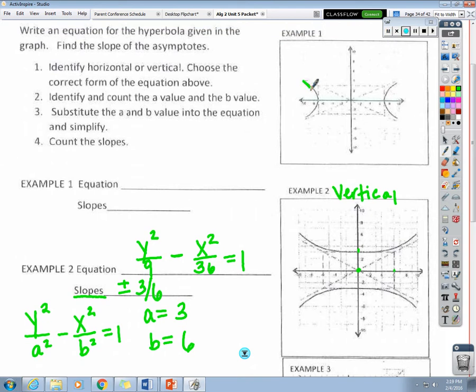Okay, look how this one opens left and right. This one opens up and down. Just look at the U-shaped parts.